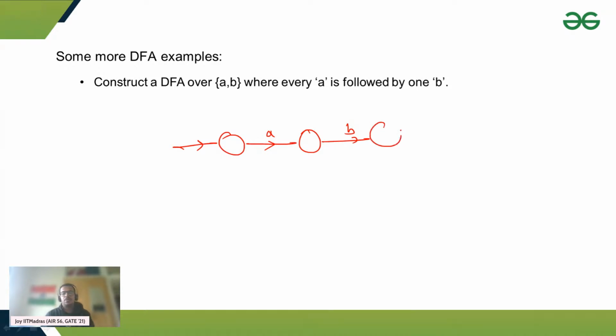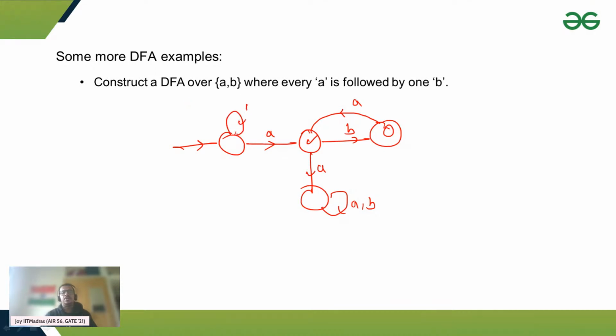Suppose at this state we get another A, we'll come back here and say that now we have seen one A, so it should be followed by another B. And if A is followed by another A, then we'll go to a dead state, and we'll say that A is followed by A, so this is not in the given language, because A should be followed by one B.